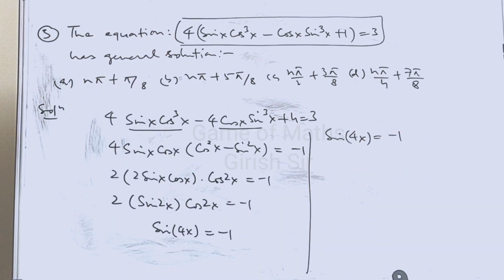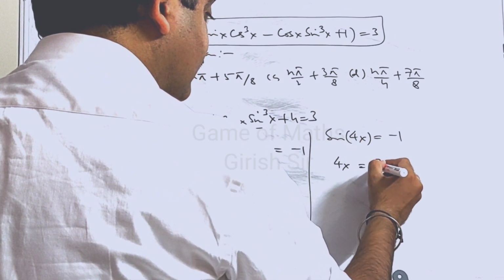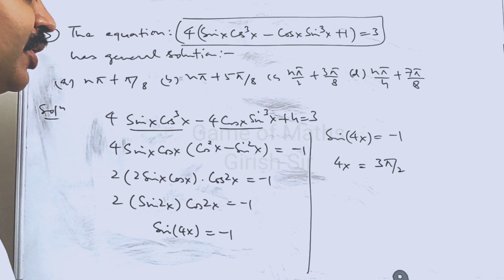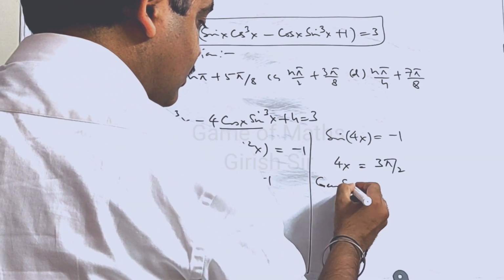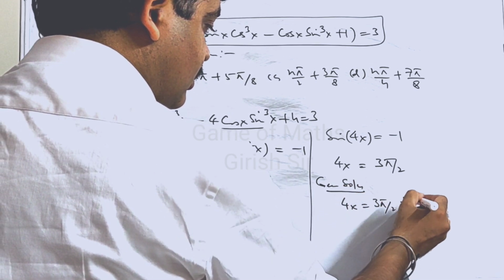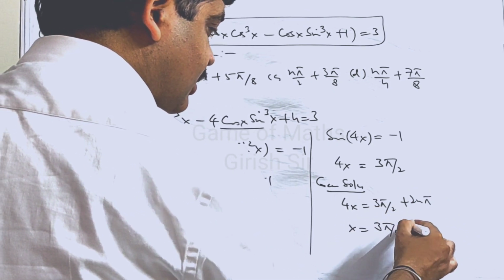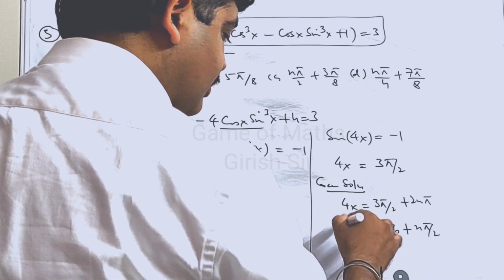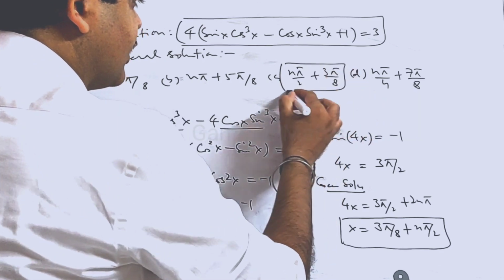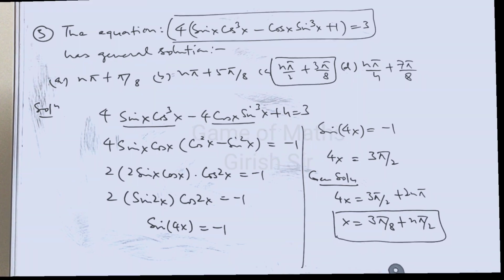So sin theta equals minus 1 when theta is 3 pi by 2. So from here you get 4x equal to 3 pi by 2. Now to get the general solution, we'll add 2n pi to it. Now this gives me the value of x as 3 pi by 8 plus n pi by 2, which means this is the correct option. So we'll try another question now.